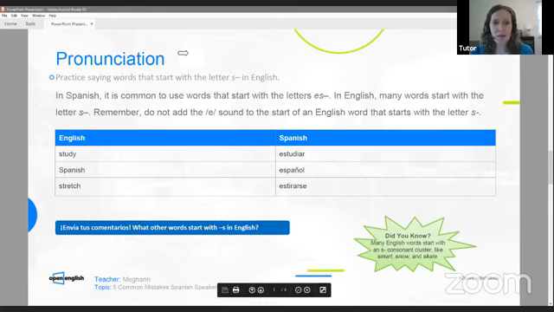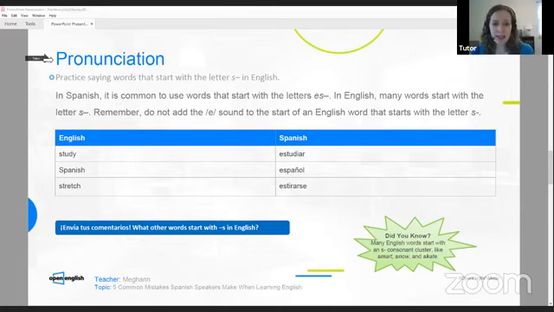Okay, let's talk about pronunciation. Practice saying words that start with the letter S in English. In Spanish, it is common to use words that start with the letters ES. Por ejemplo, estudiar, español, estirarse. In English, many words start with the letter S. Remember, do not add the E sound to the start of an English word that starts with the letter S.